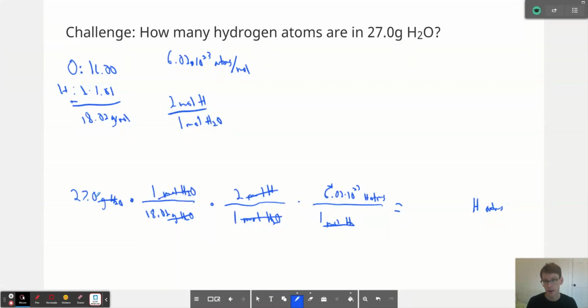If you're using a calculator, which I would, 27.0 times 1 divided by 18.02 times 2 divided by 1 times 6.02 times 10 to the 23rd divided by 1, that equals 1.80 times 10 to the 24th H atoms. 3 sig figs.